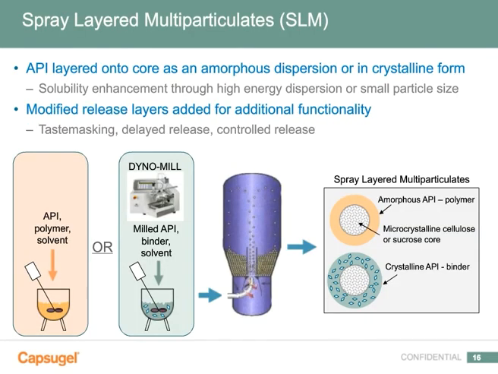So moving on to the spray layered multiparticulates, spray layered multiparticulates are a particularly attractive technology, especially when you need to combine the flexibility of the multiparticulate along with solubility enhancement. So there's two techniques that are often used. The API can be dissolved in the solvent along with a polymer that is either used as a binder or a crystallization and precipitation enhancer. The other possibility is milling the API to sufficiently small particle size, mixing it with a binder, and then spray layering it onto an inert core, typically microcrystalline cellulose or sucrose, and that process is usually done in a fluid bed coater.